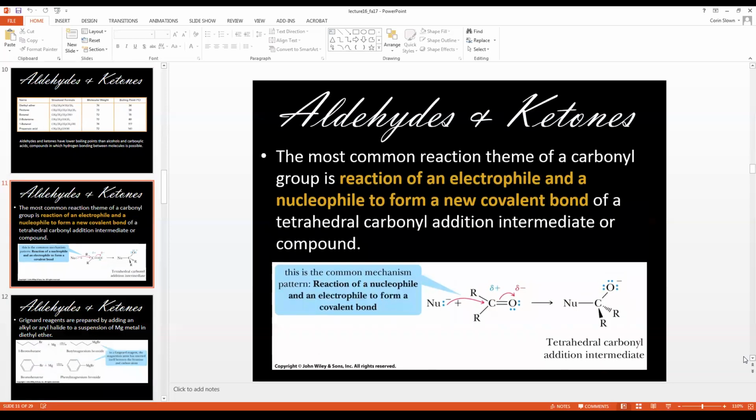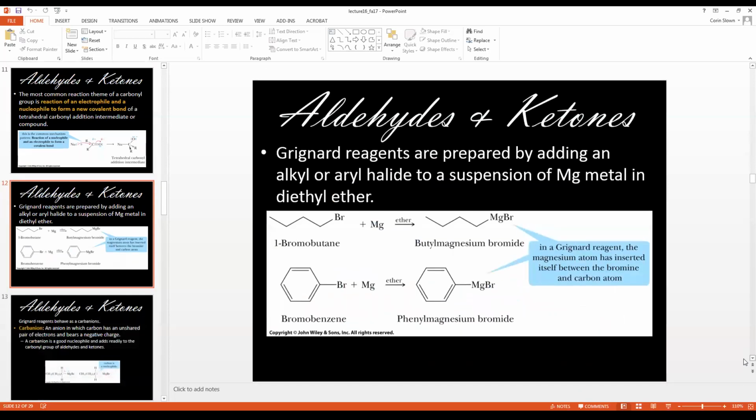So the most common reaction theme of carbonyl groups is the reaction of an electrophile and a nucleophile to form some type of new covalent bond. So that's a tetrahedral carbonyl addition, where I take my carbonyl group, I add my nucleophile in, and now I have a tetrahedral intermediate. That's important because we're going to look at a class of reactions called Grignards.